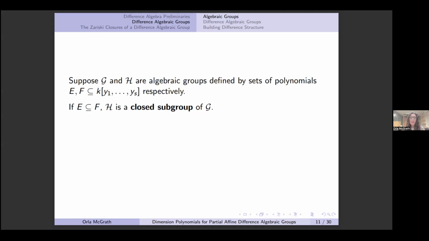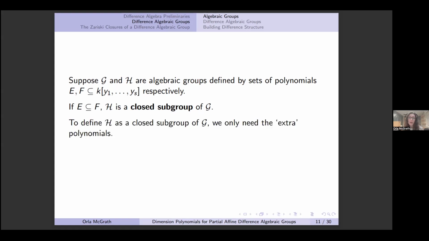When we are thinking, for example, about all the closed subgroups of an algebraic group G, there's really no need to impose those polynomials in E. They're already imposed because we're just looking at subgroups of G. Instead, we're only worried about the extra things that we need to also define H.